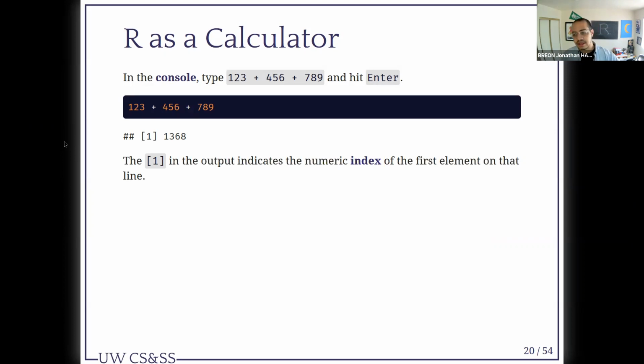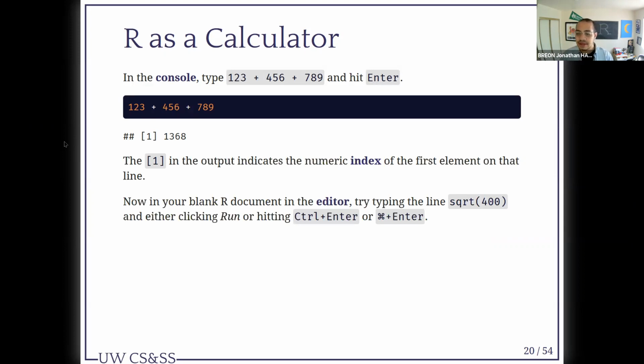The 1 and the output indicates the numeric index of the first element of that line. We'll talk a little bit more about that as the course moves on, but keep an eye out for that. Now, in your blank R document in the editor, try typing the line square root 400 and either clicking run or hitting Control plus Enter or Apple Command plus Enter.